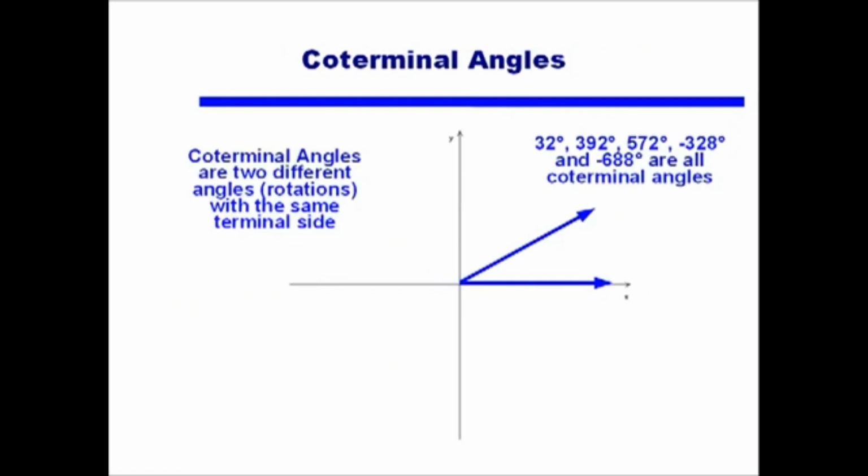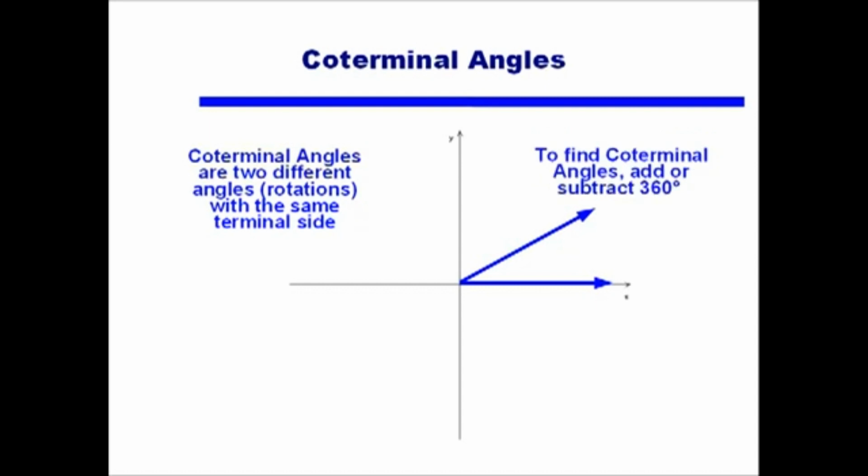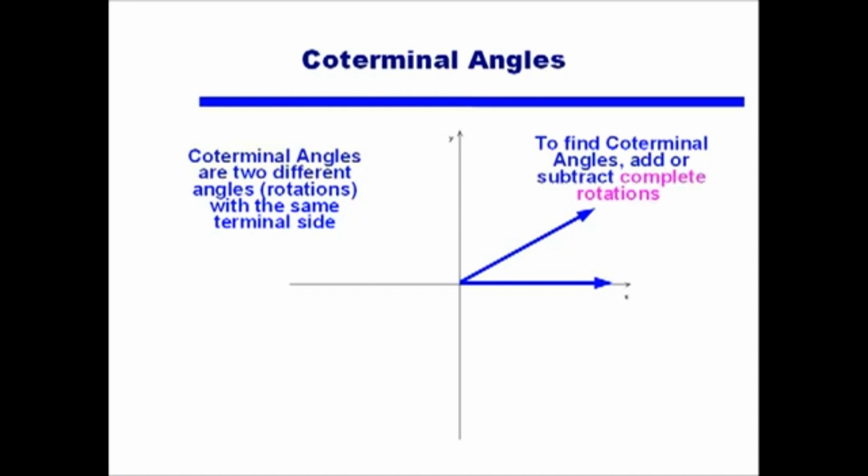We talked about how coterminal angles are two different angles, that is, two different rotations that share the same terminal side, and we found several angles that were coterminal. For instance, 32 degrees, 572 degrees, and negative 688 degrees are all coterminal angles. To find these coterminal angles, we simply added or subtracted 360 degrees. Or in other words, we added or subtracted complete rotations.